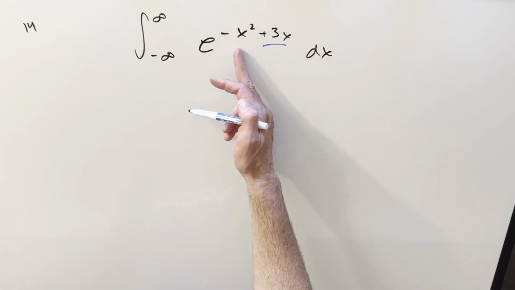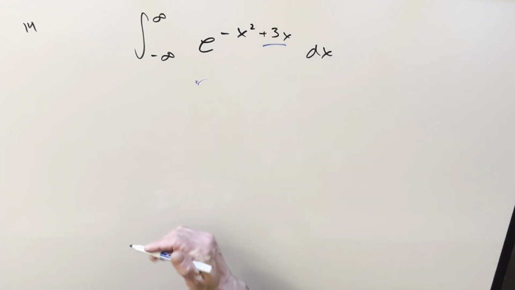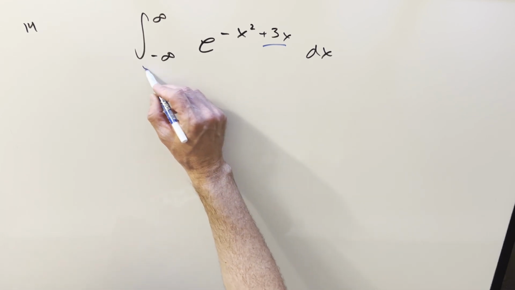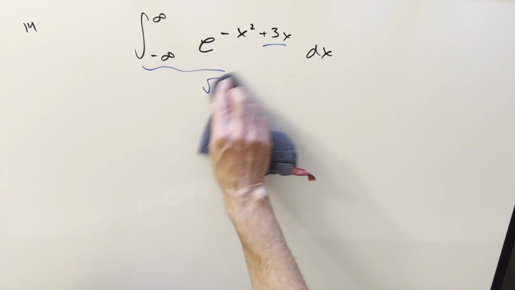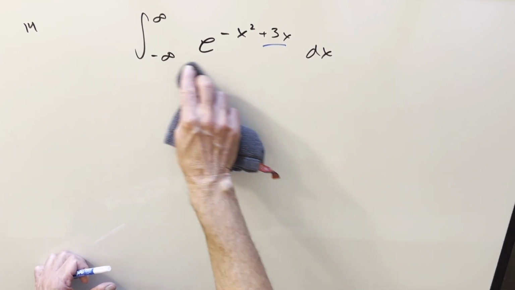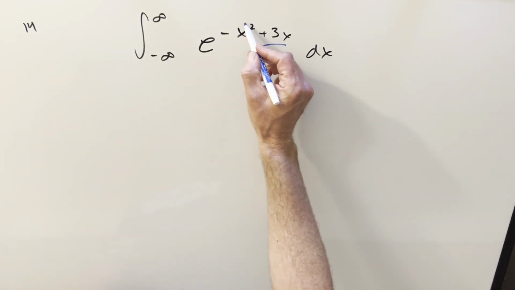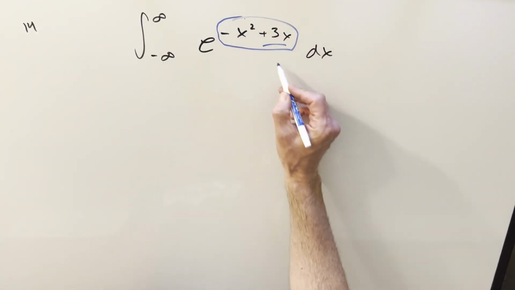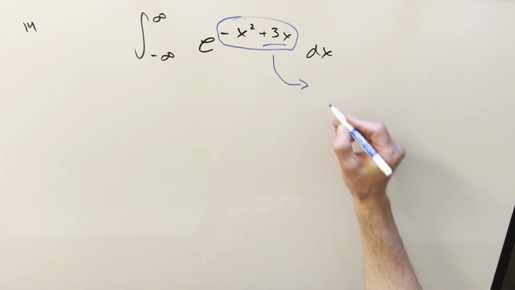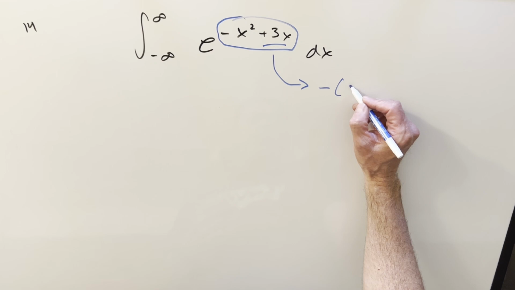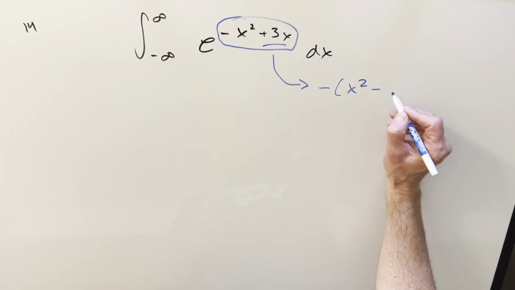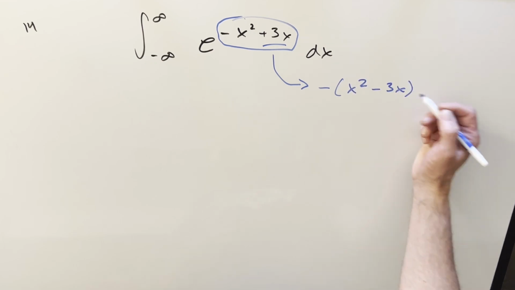If it was just e to the minus x squared, cover that up right there, and this thing without that would be just square root of pi. But unfortunately, we do have that plus 3x, so we can't just go right to our solution. What we can do, though, is take this exponent and factor it. The first thing I'm going to do is take the minus sign out to make it more convenient. So I'm going to write it as minus times x squared minus 3x.